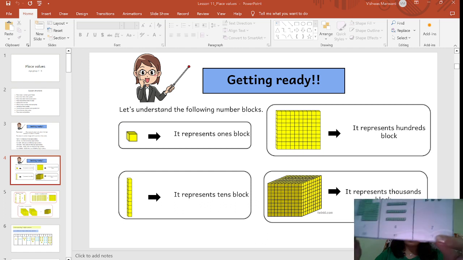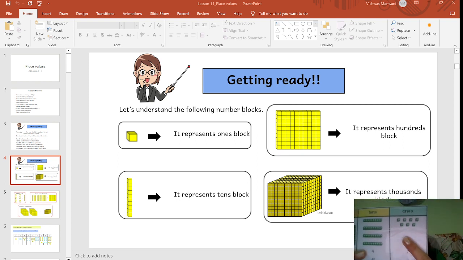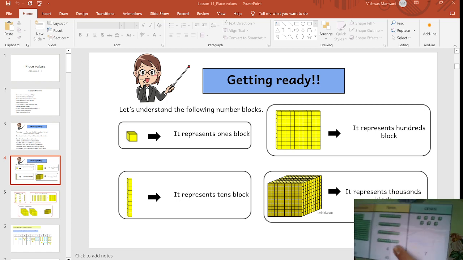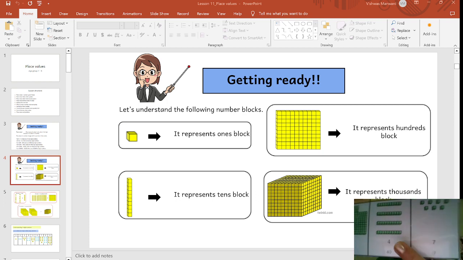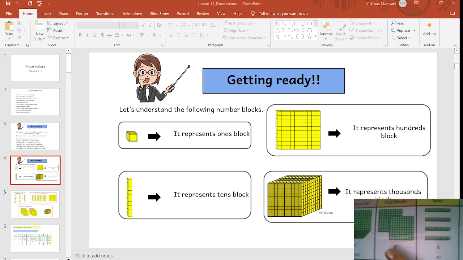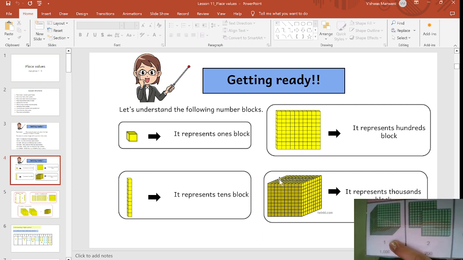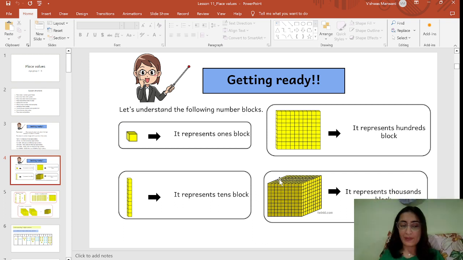If you look here, I have these single cubes that are shown to you. They represent the ones digit. The line that is shown to you represents the tens digit. The square plates shown to you represent the hundreds digit. And finally, the cube represents the digit at the thousands place. As you can see, you have a similar diagram in front of you on the screen.